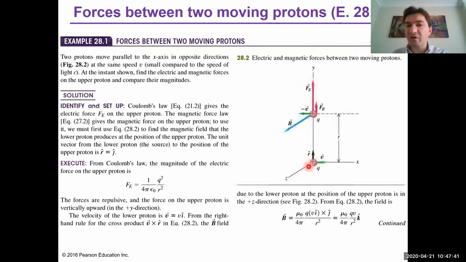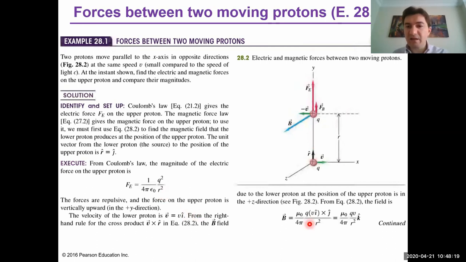Since this is positively charged, and this is also positively charged, there is a repulsive electric force between those two charges, and that repulsive force is along that direction. So here we have the electric force and the magnetic force. The electric force can be written like this. We have done it during the first chapters by using Coulomb's law: 1 over 4 pi epsilon 0, the square of the charge, and the distance between the charges r square.